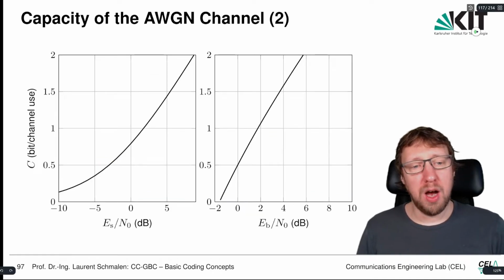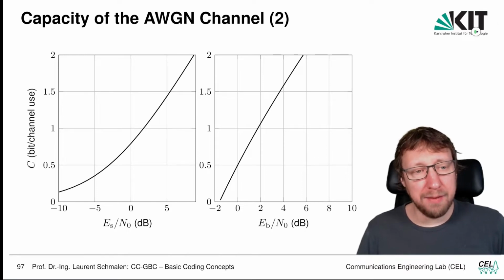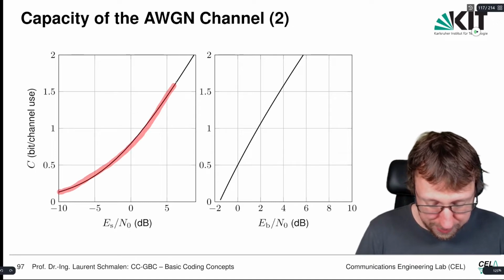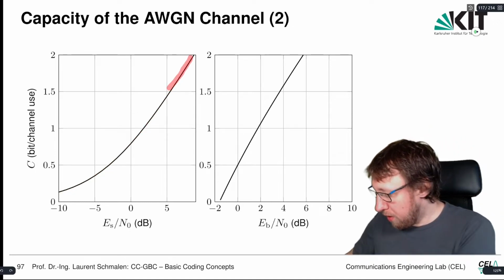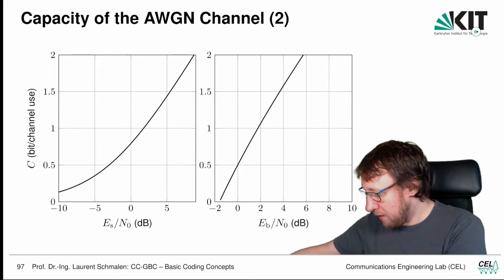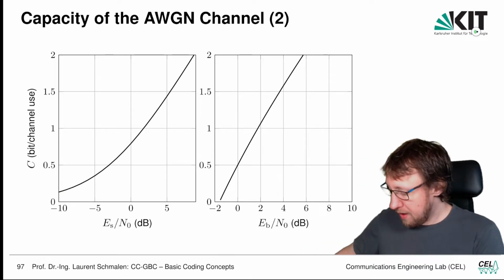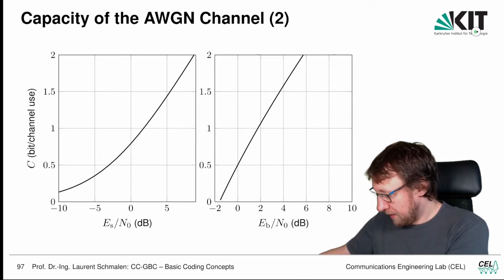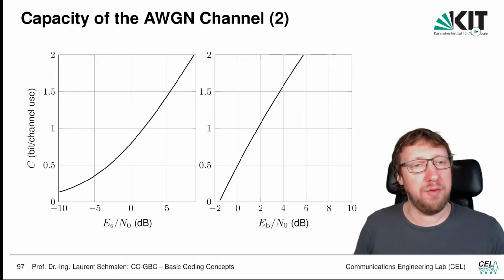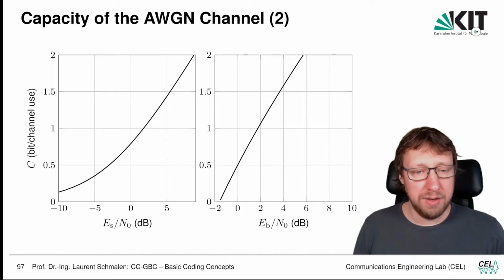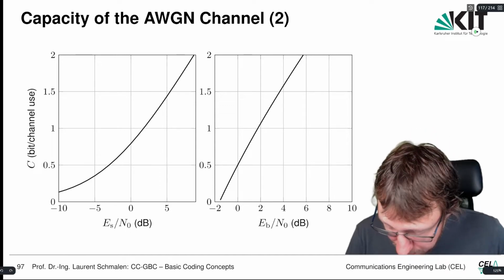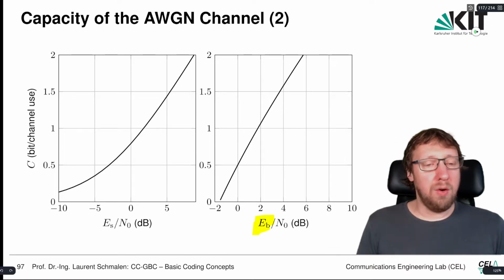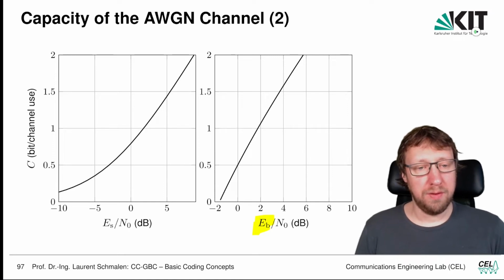So this is how this looks like. First, we plot the capacity as a function of Es over N0, and then we plot the capacity as a function of Eb over N0. Now there is a gap between those two curves. So where does this gap come from? So this gap is because we need to modify this to Eb over N0. So how do we get from this one curve to the next one?